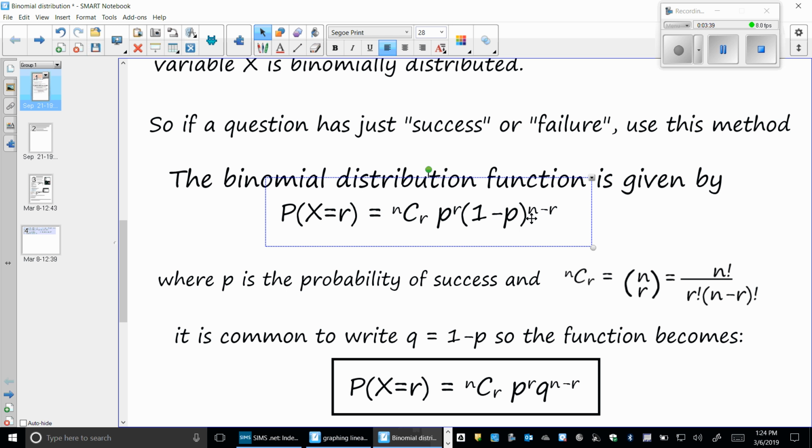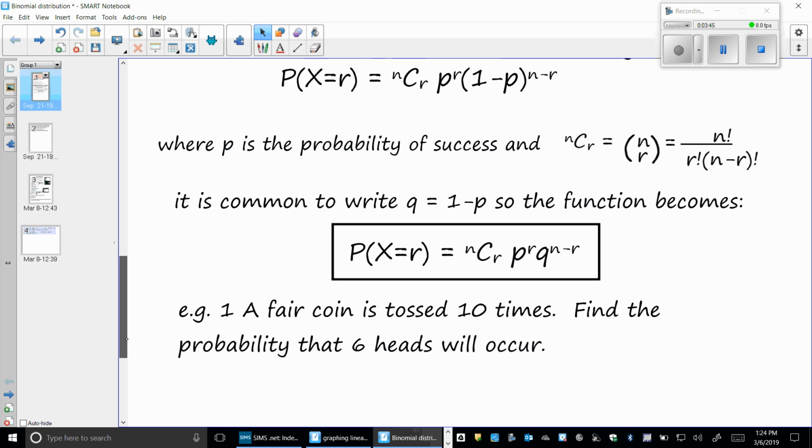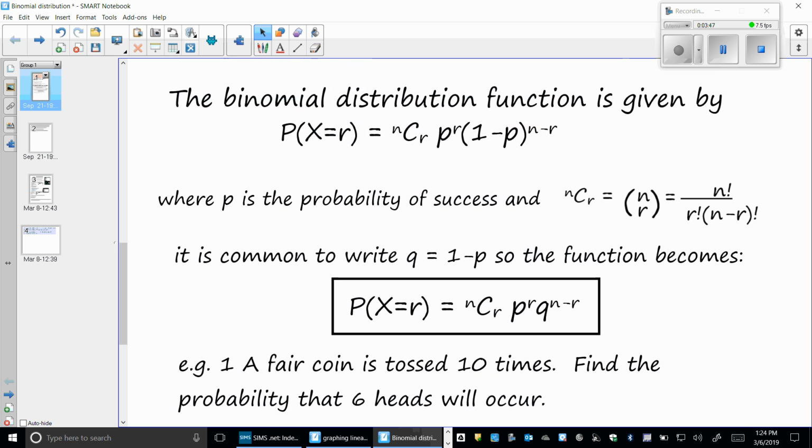Remember, you get given this in your formula sheets if it's on the non-calculator paper. Often, rather than see the 1 minus P, they may write Q. So they may just call that the probability of failure, Q.